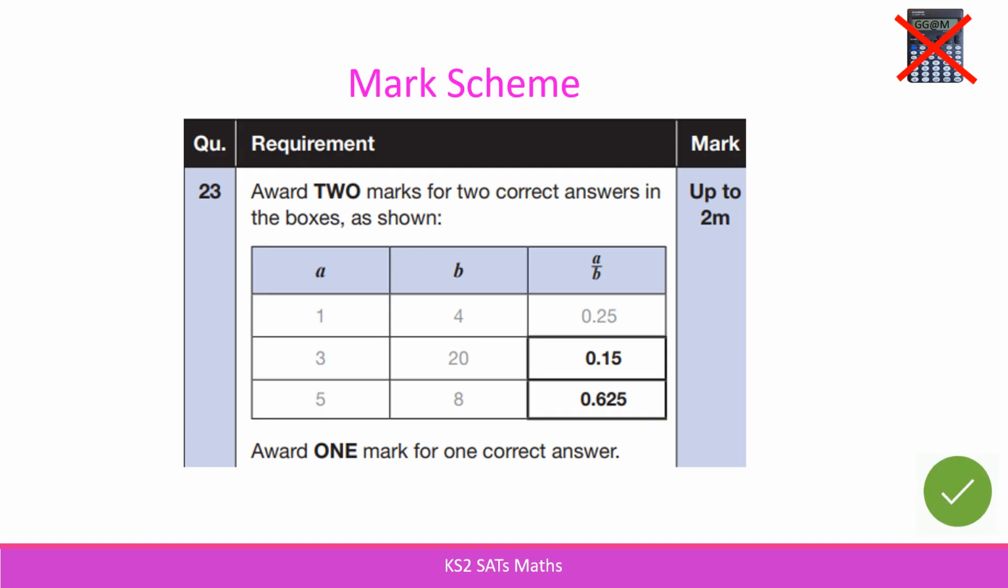The mark scheme on this question shows we're up to 2M, which means up to 2 method marks, 1 for each correct answer. You can see them in the diagram.